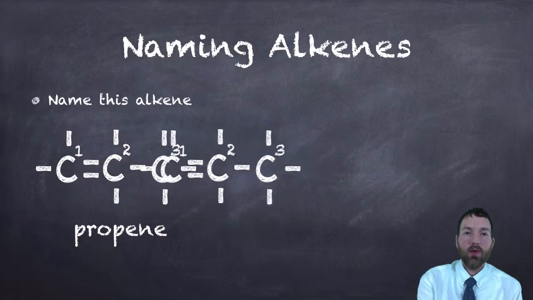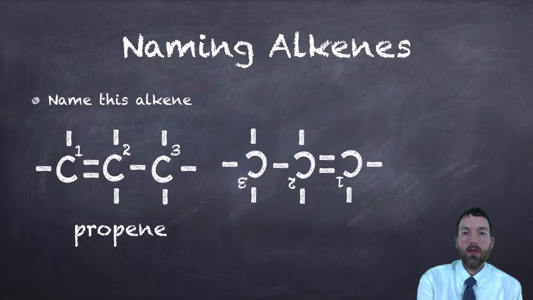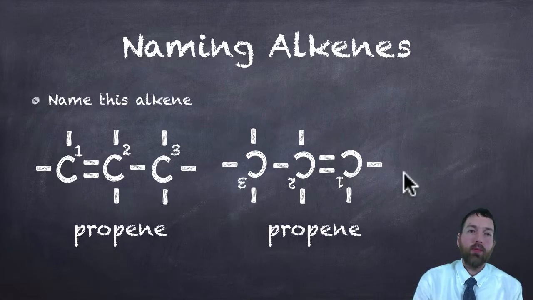If I take this molecule and rotate it around, now I will number my carbons from the right to the left to give it the lowest number. Even though these molecules look different, like this is on the first one and this is on the second one, it's really on the first one in 360 degrees. So this is just propene, not 1-propene.